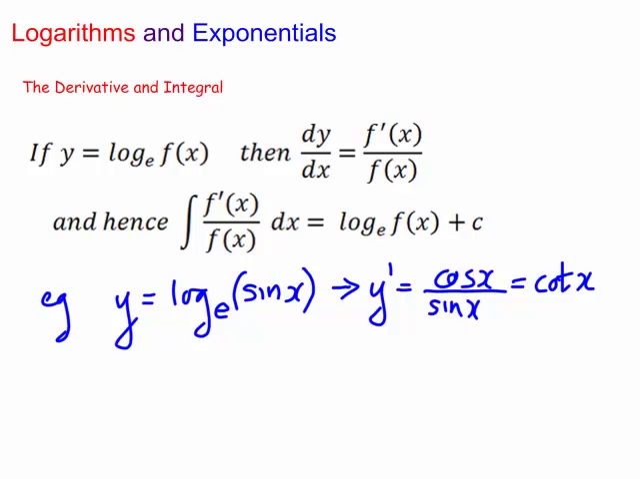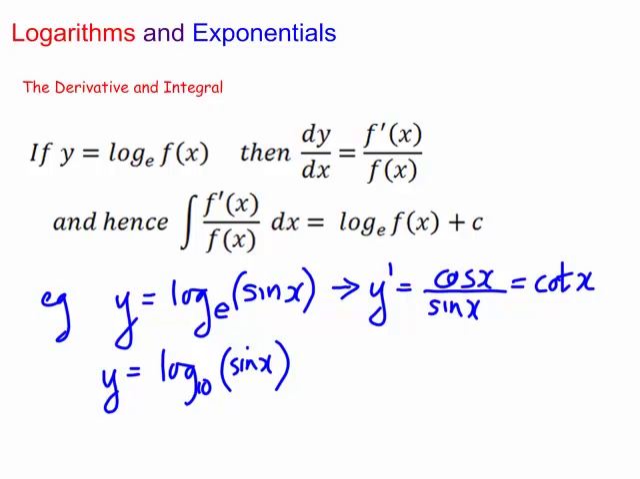Now, obviously the integral of cot actually comes back to log sine, but let's actually change the base. What happens when I change the base? Say it's the log of base 10 of sine x. Well, as it stands, we can't differentiate it. We need to do what's called a change of base. So we need to change it into log to the base e, or ln.